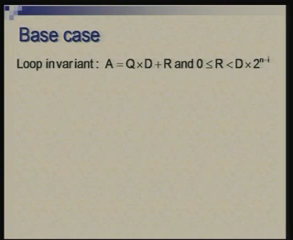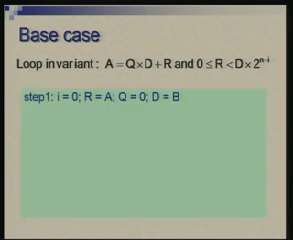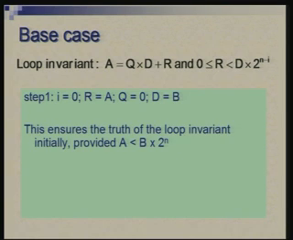Okay. First, we will ensure that this holds in the beginning. When i equals 0, after initialization, does this hold or not? So, our step 1, which is initialization, is making i equal to 0, r equal to a, q equal to 0 and d equal to b. So, if you put these values, then we can initially be sure that this holds, right, because q is 0 and r equal to a, which is ensured by this initialization.